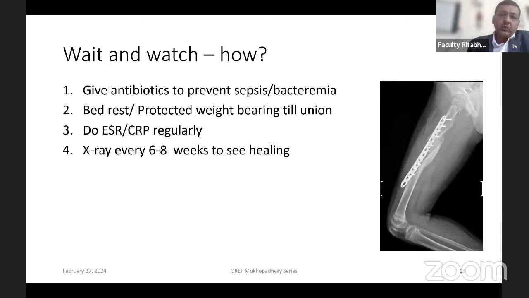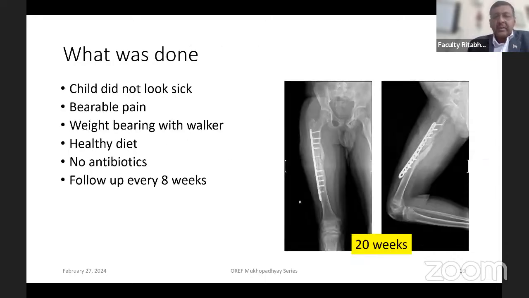Now, wait and watch, what should be done? Should we give antibiotics to prevent the subsequent sepsis or bacteremia? Should we put the patient on bed rest? Or do we do an ESR CRP regularly? Or take X-rays every 6-8 weeks to see healing? What I did was, the child did not look very sick. He had bearable pain. He was weight-bearing, walking with a walker. I suggested a healthy diet, no antibiotics, and a follow-up every 8 weeks.